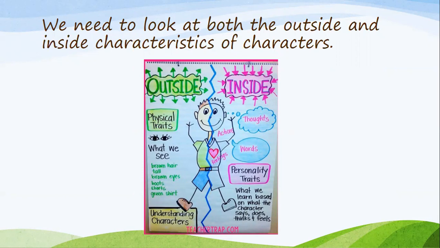So the outside would be the physical traits, what we can actually see, like their hair color, their height, what color eyes they have, what are they wearing. Then we also look at the inside of the character. What are their thoughts? What do they say? What are their actions? What are their feelings? What we learn is based on what the character says, does, thinks, and feels.